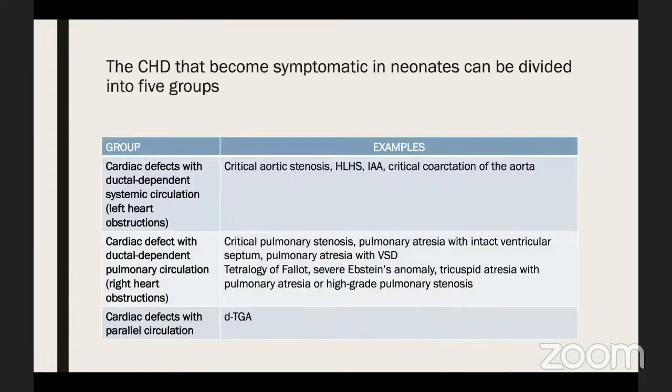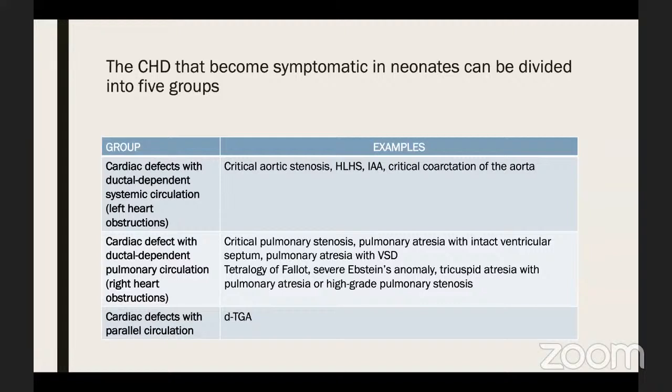Here's some classification for congenital heart disease. We divide into 5 groups. The first group is the cardiac defect with ductal dependent systemic circulation. And this is usually with left heart obstruction, like a critical aortic stenosis, hypoplastic left heart syndrome, interrupted aortic arch, or critical coarctation of the aorta.